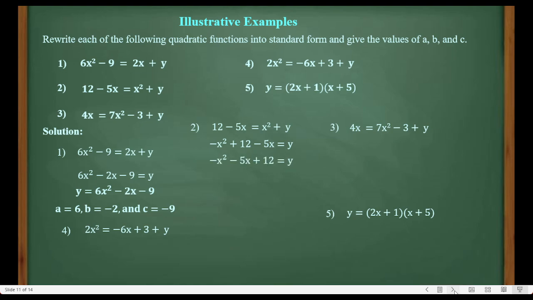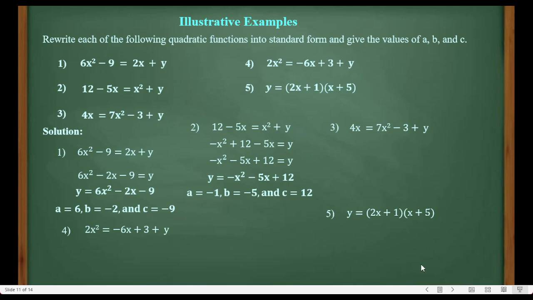Okay? Then interchanging the position of both sides. So y is equal to negative x squared minus 5x plus 12. And the a, b, and c values are negative 1, negative 5, and 12 respectively.